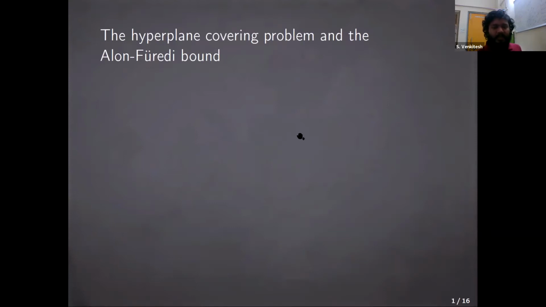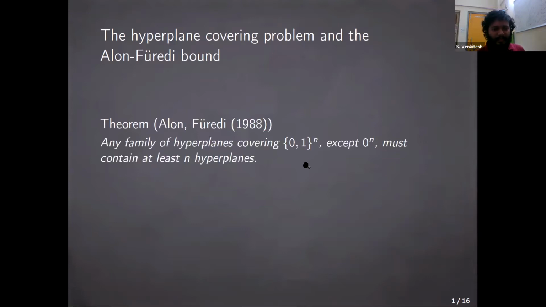So what's the hyperplane covering problem considered by Alon and Füredi? Their main theorem states that any family of hyperplanes that covers the Boolean hypercube, the n-dimensional Boolean hypercube {0,1}^n, covering all vertices except one point, in this case we can choose it to be the origin, but it could be any other point, all the vertices except one fixed point, then the family must contain at least n hyperplanes. So this was their result.